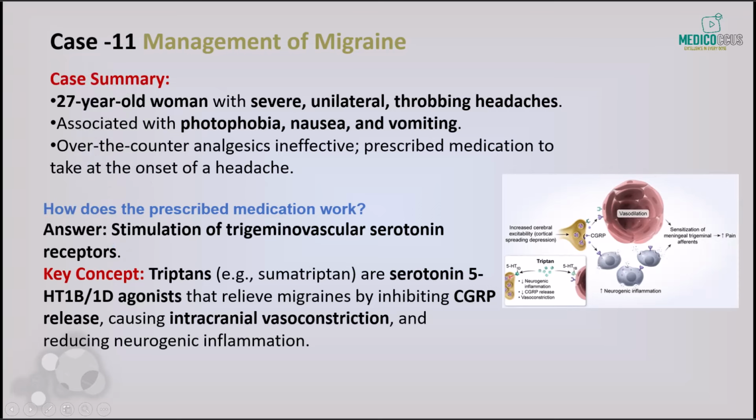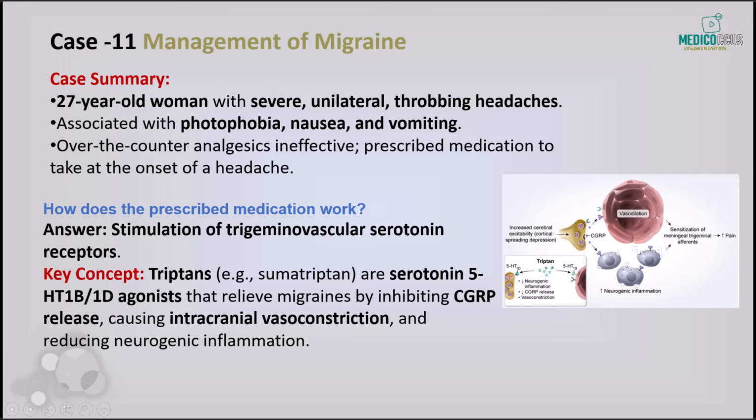Okay, next. In this case, a 27-year-old woman presents with severe unilateral throbbing headaches associated with photophobia, nausea, and occasional vomiting. The patient's headaches resemble migraine headaches and have a familial component, as her mother also has a history of similar headaches. Over-the-counter analgesics have not provided sufficient relief, so the physician prescribes a medication to be taken at the onset of the headache. The medication prescribed is most likely a triptan, which directly addresses the mechanism of migraine through its action on the serotonin receptors in the trigeminal nerve.